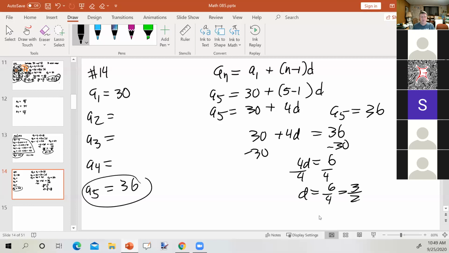So we're going to take the first term plus 3/2 to get the second term, the second term plus 3/2 to get the third term, etc. All right. So a sub 2 is going to be 30 plus 3/2. Well, 30, if we change that to have a common denominator of 2, would be 60/2 plus 3/2 is 63/2.